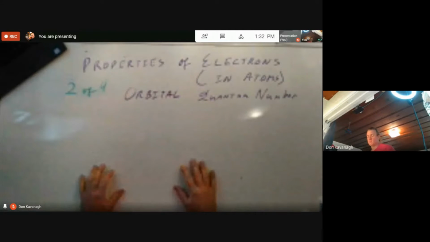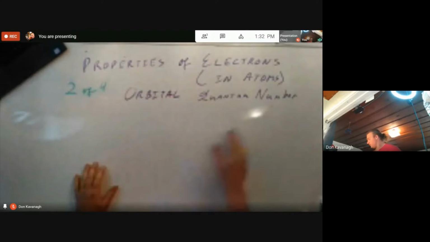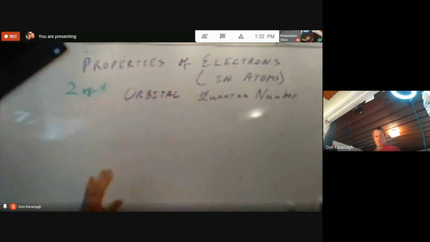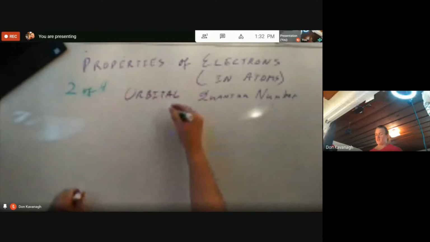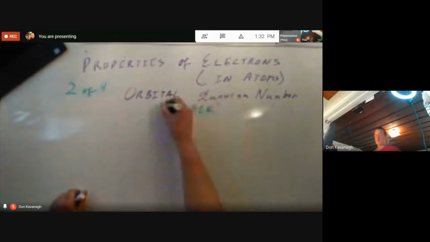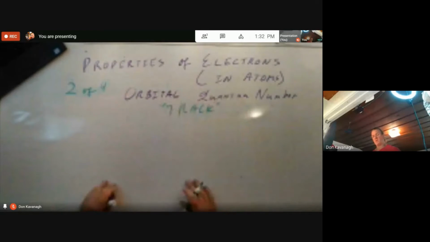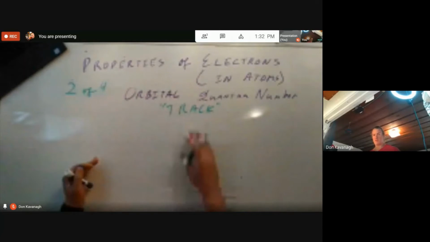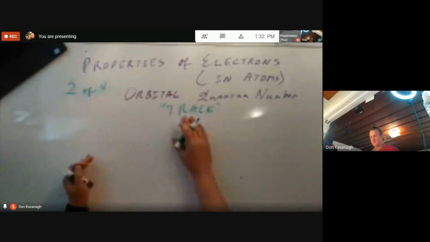The second principal quantum number is what's called the orbital quantum number. And an easy way to talk about the orbital quantum number is the track of that orbital's movement. The first quantum number talked about the distance from the nucleus. This quantum number talks about the shape of the track.